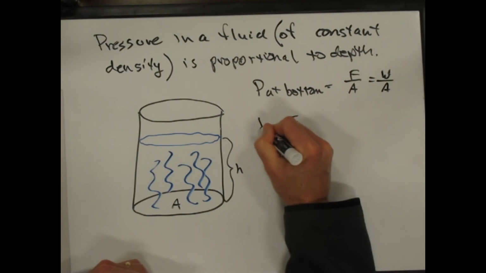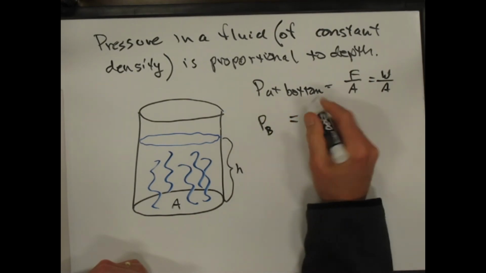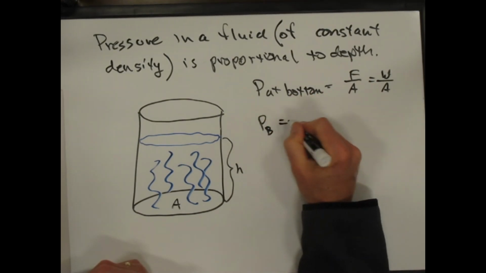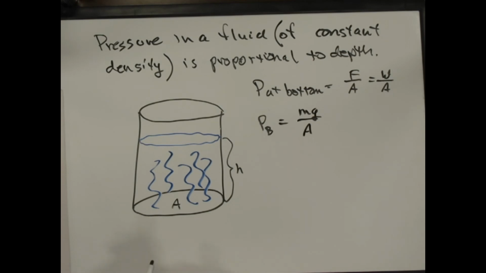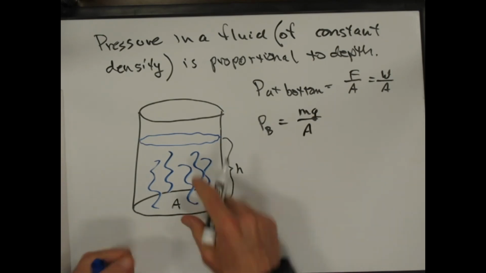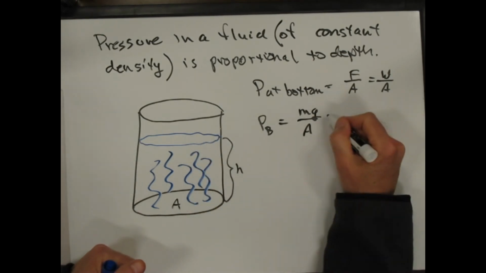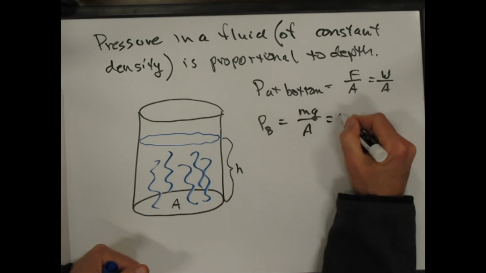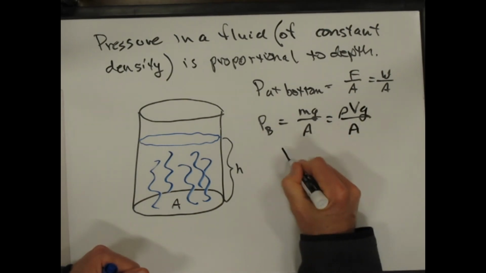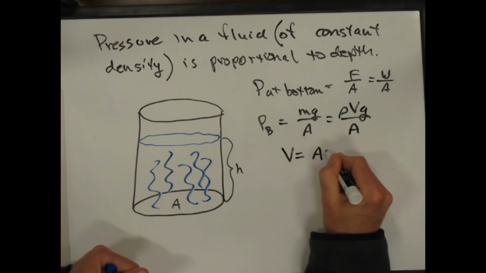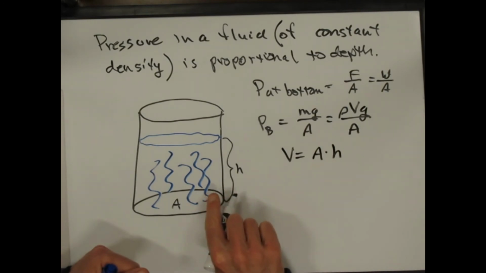And so the pressure at the bottom, we'll just call it pressure at the bottom to simplify that a little bit, is equal to mg divided by the area, right? And we're just talking about the pressure due to the water, right? The water in here. And so the mass is just equal to the density times the volume times gravity divided by the area. But the volume is just the area times the height, right? That's what the volume is.